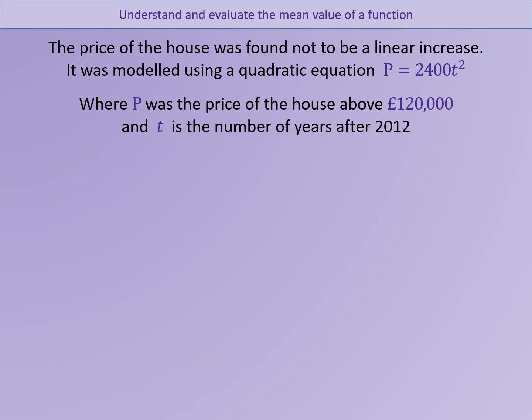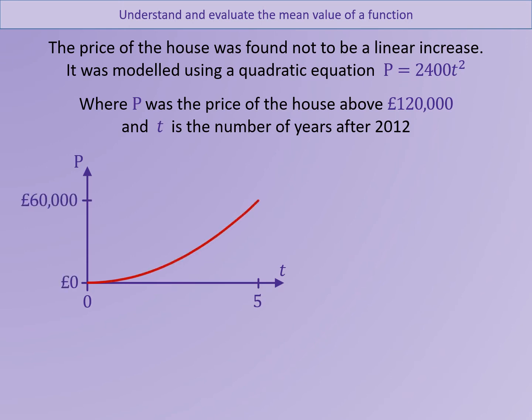Let's imagine now that the price of the house did not increase in a linear fashion and instead can be modelled using this quadratic equation, P equals 2,400 t squared. In this case, P is the price above 120,000 and t is the number of years after 2012. If we were to plot this function, we can see it's non-linear. So in this way, we could find the total price again by integrating the function.